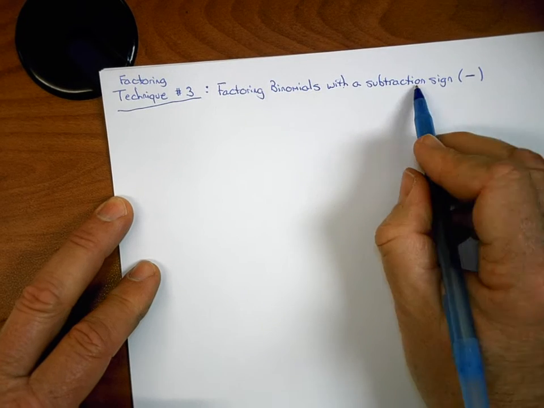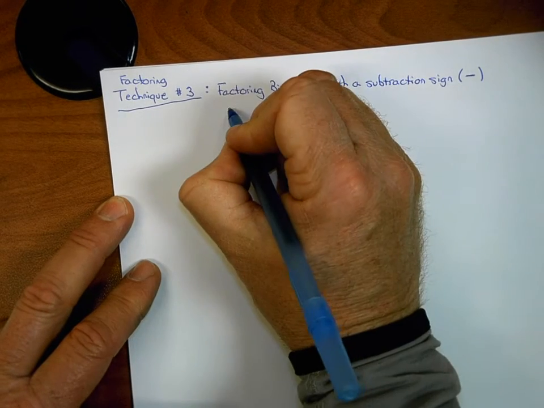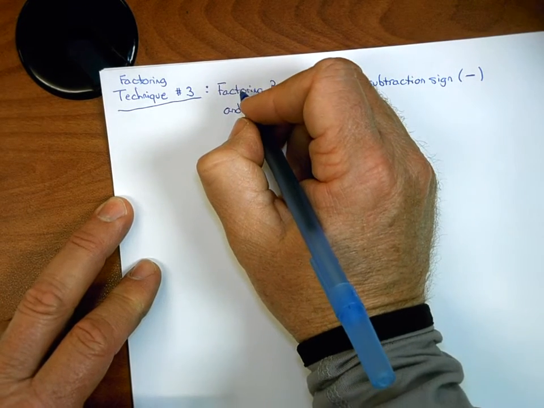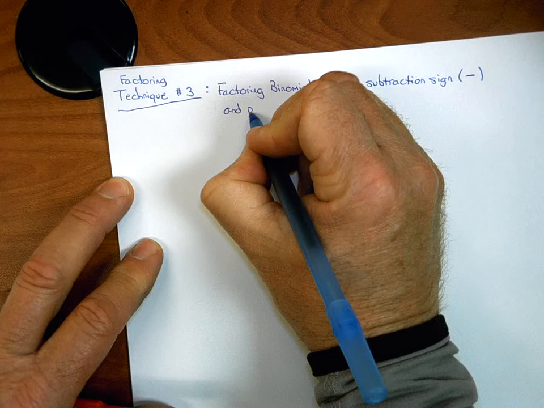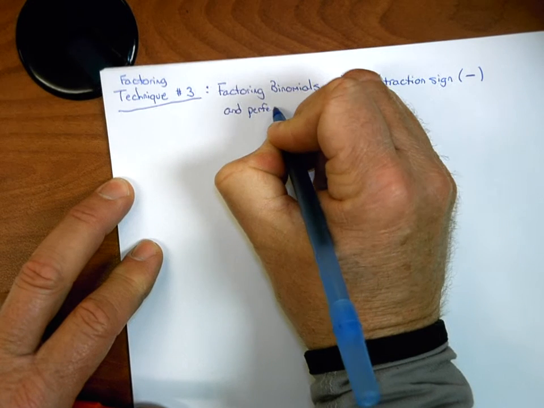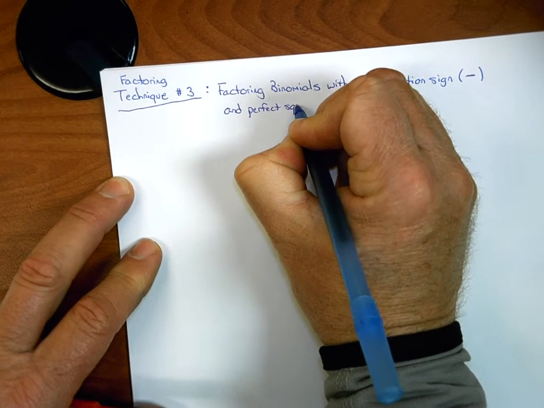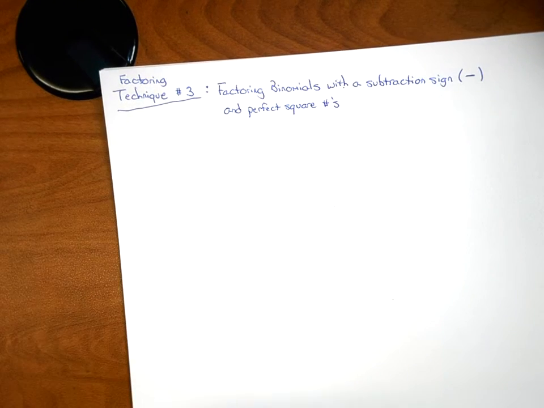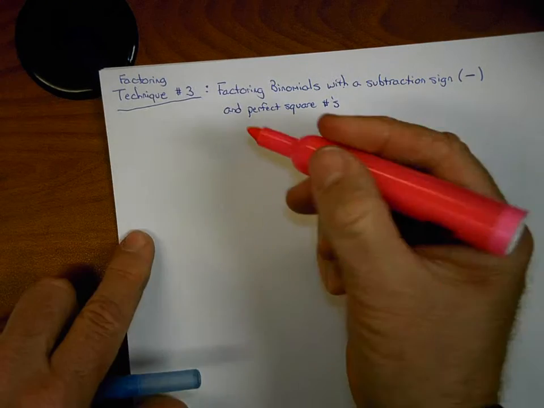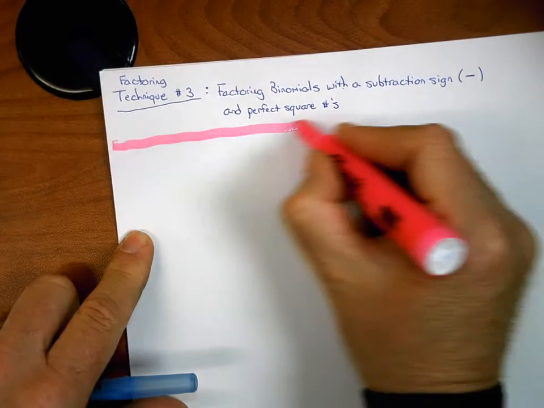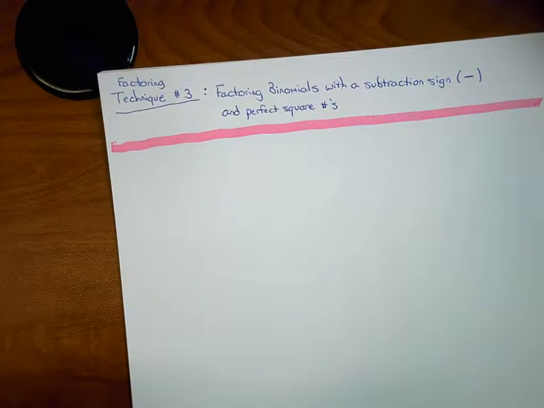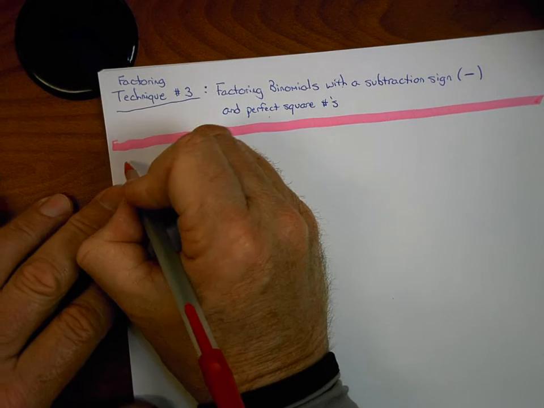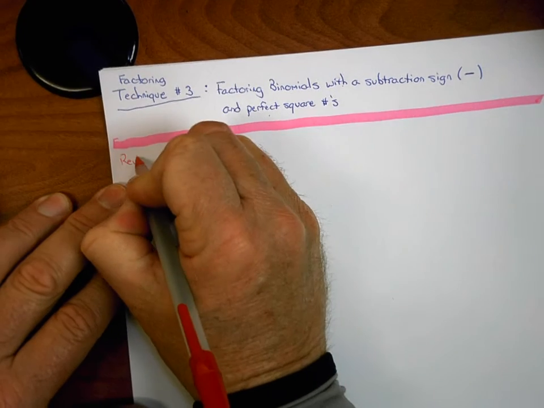So these are going to be binomials. They're going to be 2 terms. They're going to have a subtraction sign, and they're only going to have perfect square numbers. So this is what we're going to be factoring for technique number 3. What happens when you get a binomial and it has a subtraction sign and it has nothing but perfect square numbers?